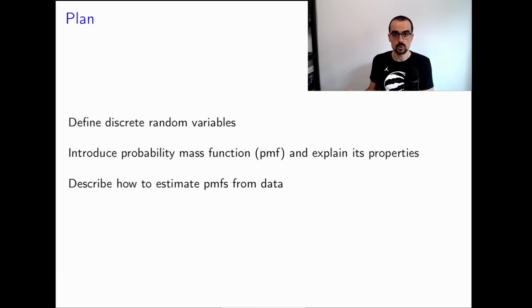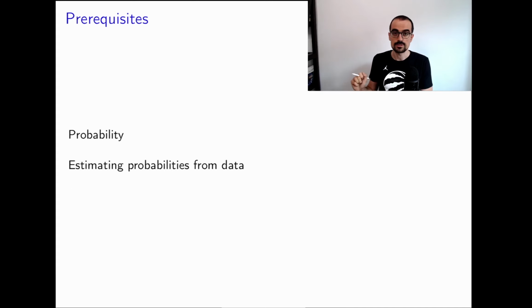So our plan is going to be to define discrete random variables, introduce the tool that we essentially always use to manipulate them, which is the probability mass function, and explain its properties. And then we'll see how we apply all of this to real data. The prerequisites for this material are probability and estimating probabilities from data.